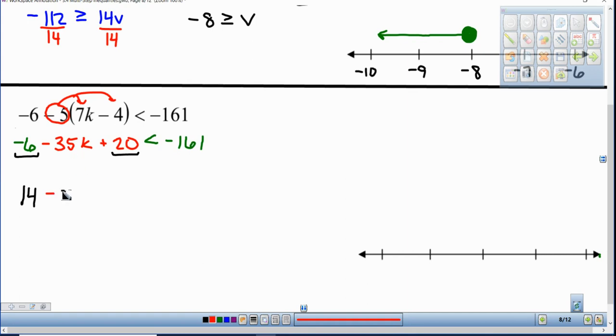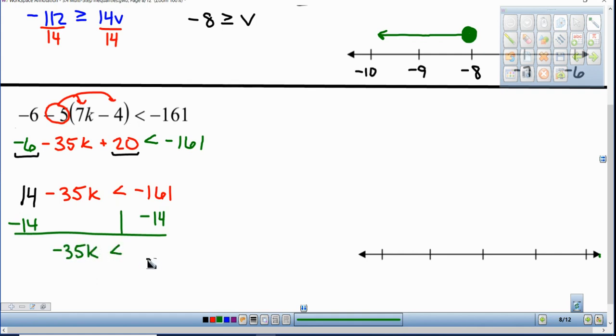We still have -35k, and we still have the less than -161. So once again, I have my variable term, and I want that by itself. I'm going to get rid of the 14. We're going to subtract 14 because it's positive. And when I do that, I would get -35k is less than -175.